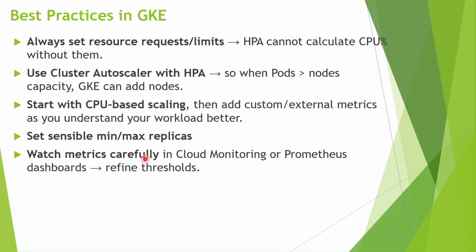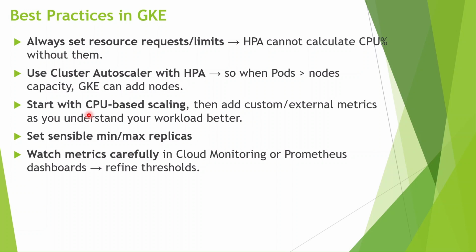So there are some best practices. Always use resource requests and limits, because HPA cannot calculate CPU percentage without them. So always set how much CPU request and limit you want. Also use cluster autoscaler with HPA, so that when the number of pods increases, it can add new nodes also.